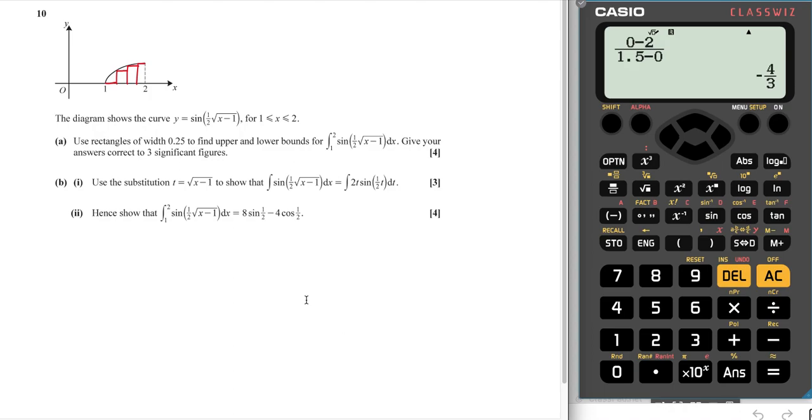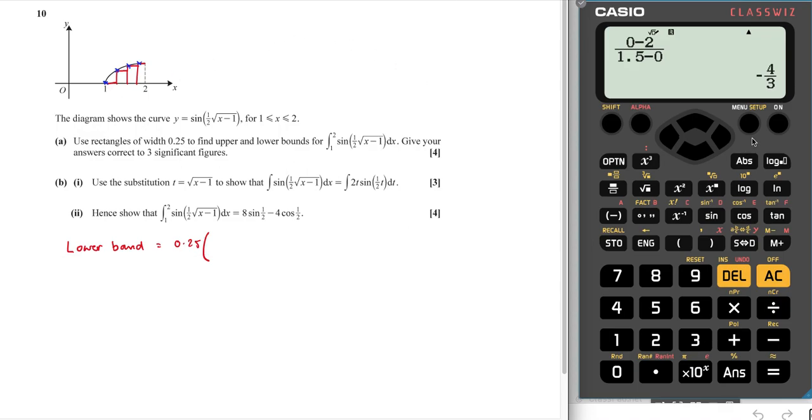So I want to find my x values at the bottom end of the thing. I want to do 0.25 because that's going to be the width, and then I'm going to have my 4 different heights. So in this case, I'm going to have a height there, a height there, a height there, and a height there.